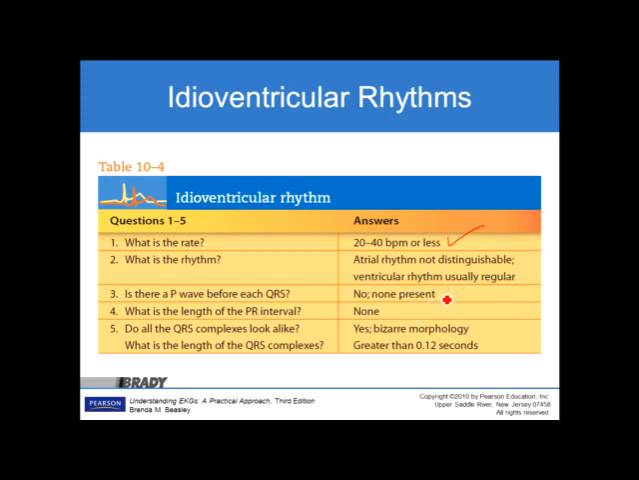Step 3 in this, are there P waves present? And the answer is no, there's not. And step 4, is there a PR interval? Since there's no P wave, there is no PR interval. And step 5, do all the QRSs look alike? The answer is yes, they do, but they are bizarre. They're as wide as can be. You can drive a bus through them. And the length of the QRSs is going to be greater than 0.12 seconds or 3 small boxes.